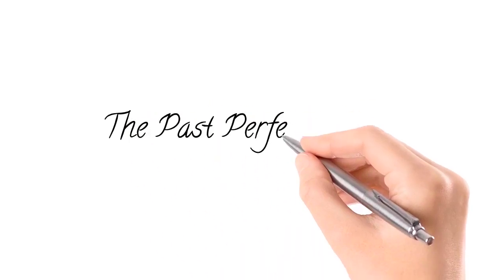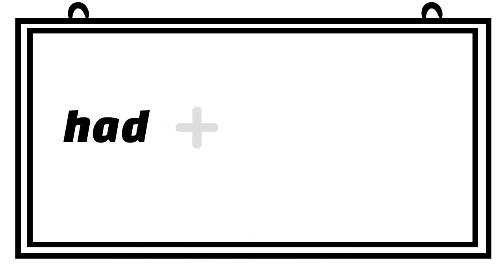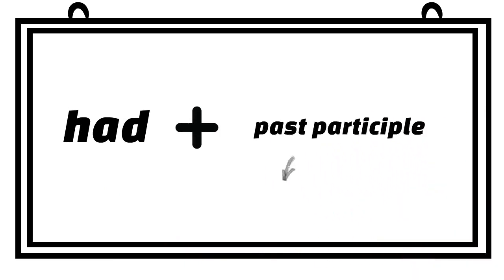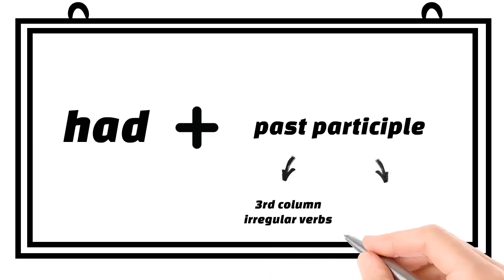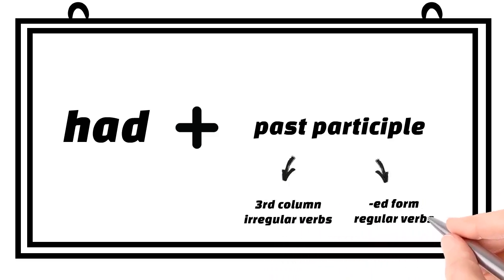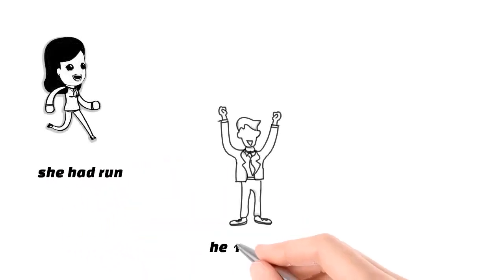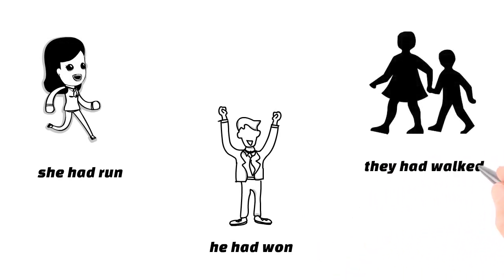The past perfect simple. The past perfect simple is formed with the auxiliary verb had for all the subjects, followed by the past participle of the main verb, which in the case of irregular verbs is the form in the third column, and in the case of regular verbs, it's the same form as the past simple with the ending suffix -ed. For example, she had run, he had won, they had walked.